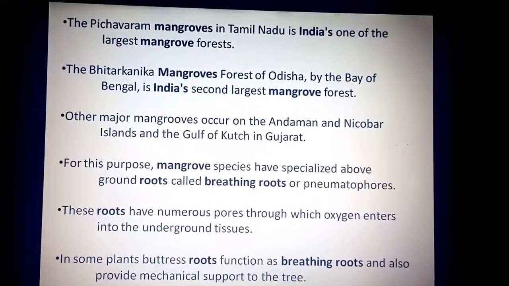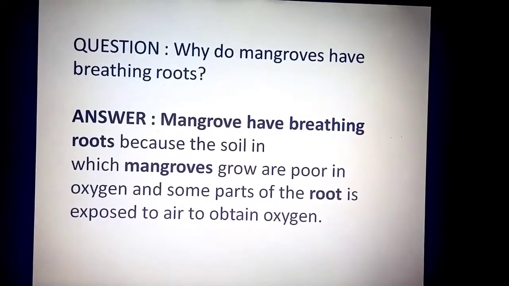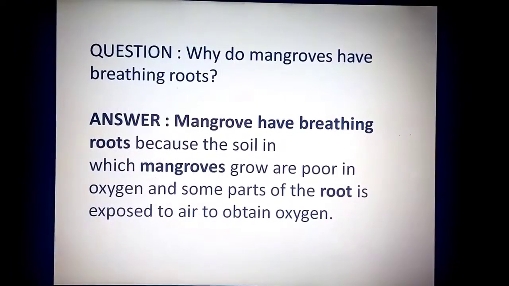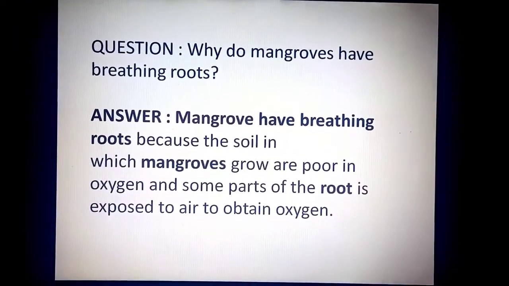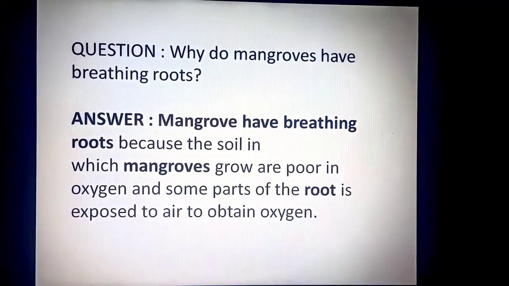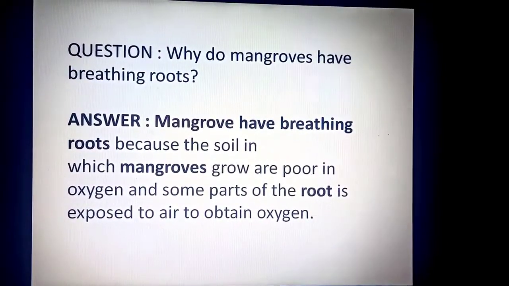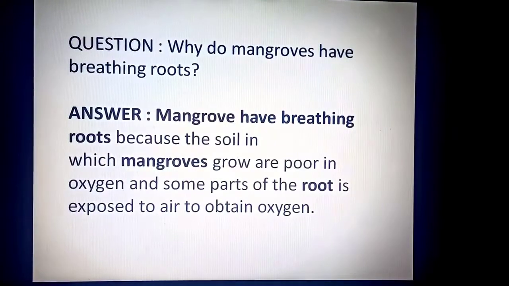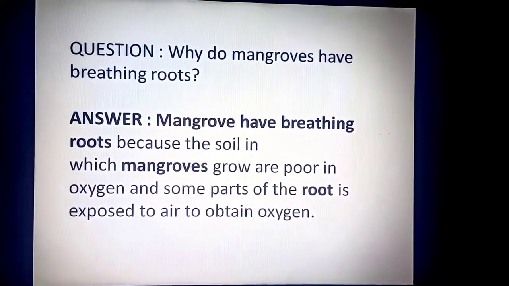So followed by this slide, children, there are more slides with certain questions, like why do mangroves have breathing roots? Mangroves have breathing roots because the soil in which mangroves grow is poor in oxygen, and some part of the roots are exposed to air to obtain oxygen.